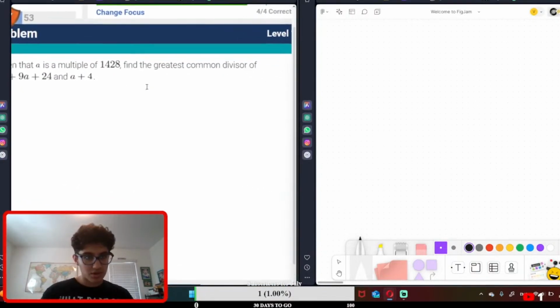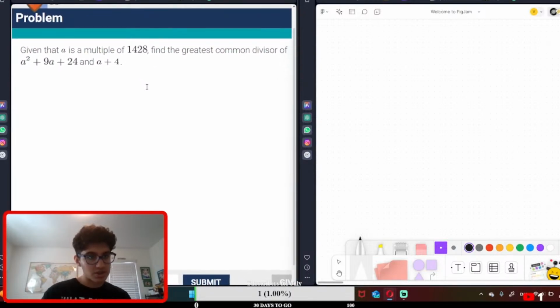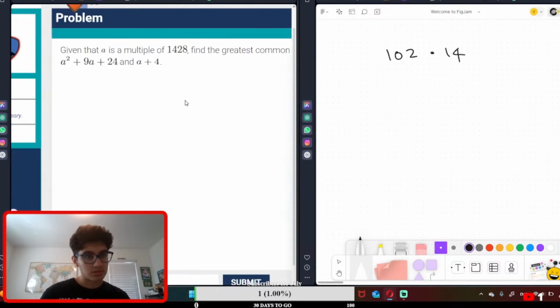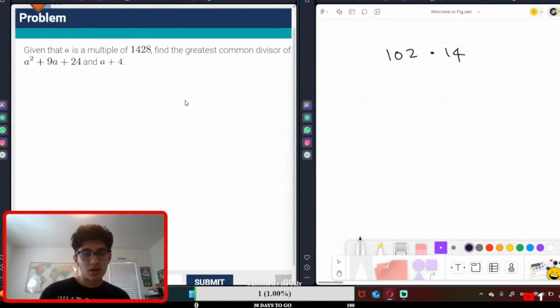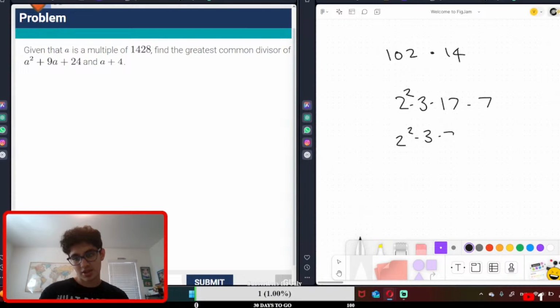Given that a is a multiple of 1428, find the greatest common divisor of a squared plus 9a plus 24 and a plus 4. Okay, so 1428, you can take out a 14 from there, which will give you 102 times 14. 102 is 2 times 51, and 51 is 17 times 3. So it's 2 times 3 times 17 times 14, so 2 squared times 3 times 7 times 17.